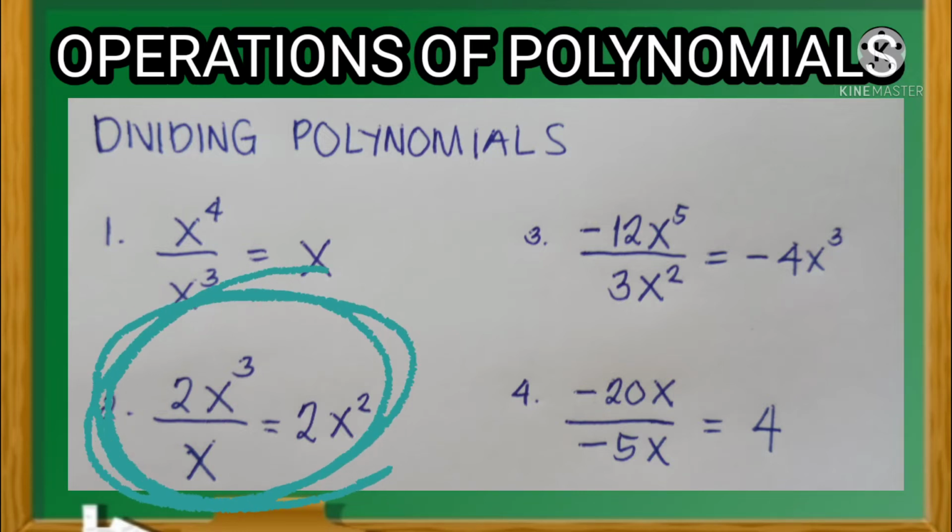Number 2, 2x cubed over x. So 2 divided by 1, that is 2. Then copy x, then get the difference of the exponents. 3 minus 1, that is 2. So therefore the answer is 2x squared.